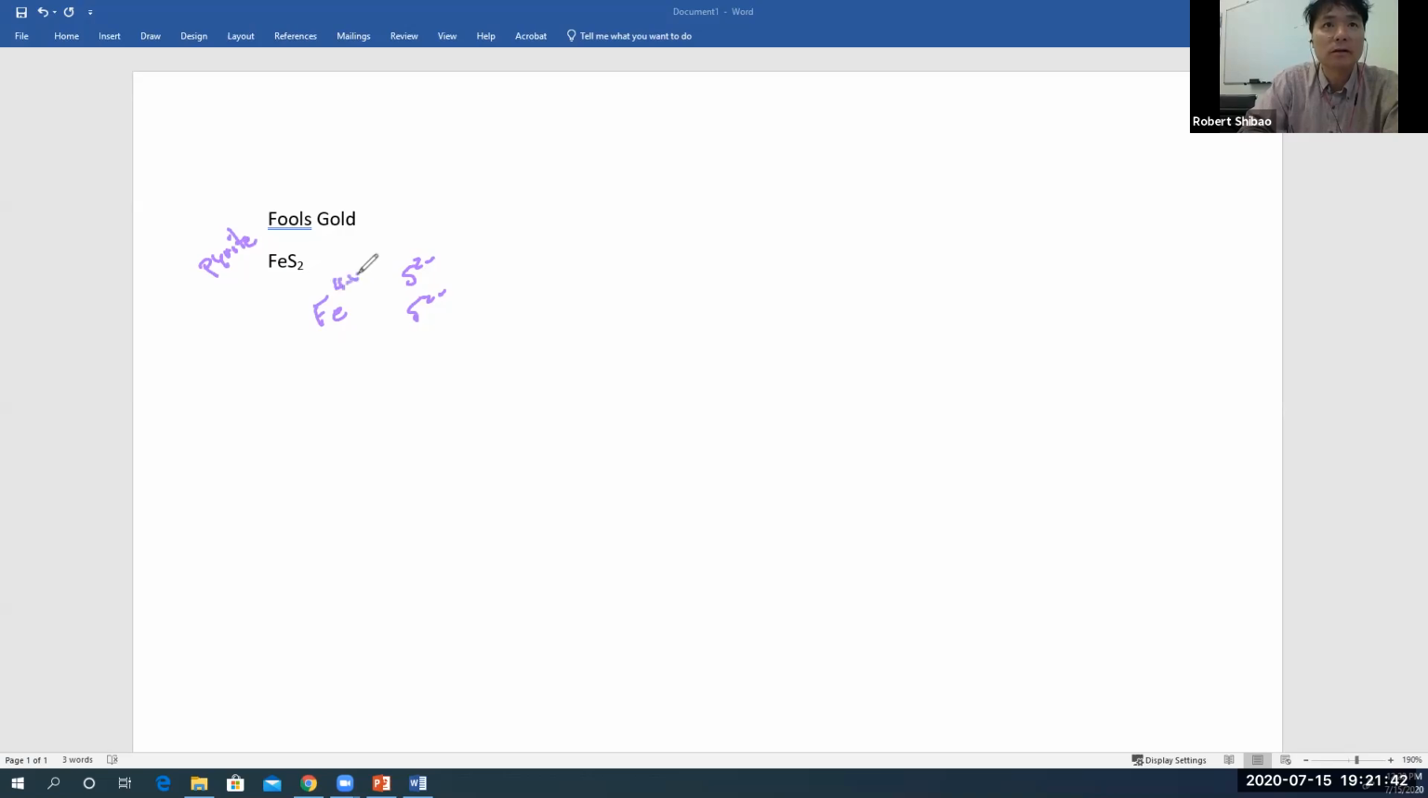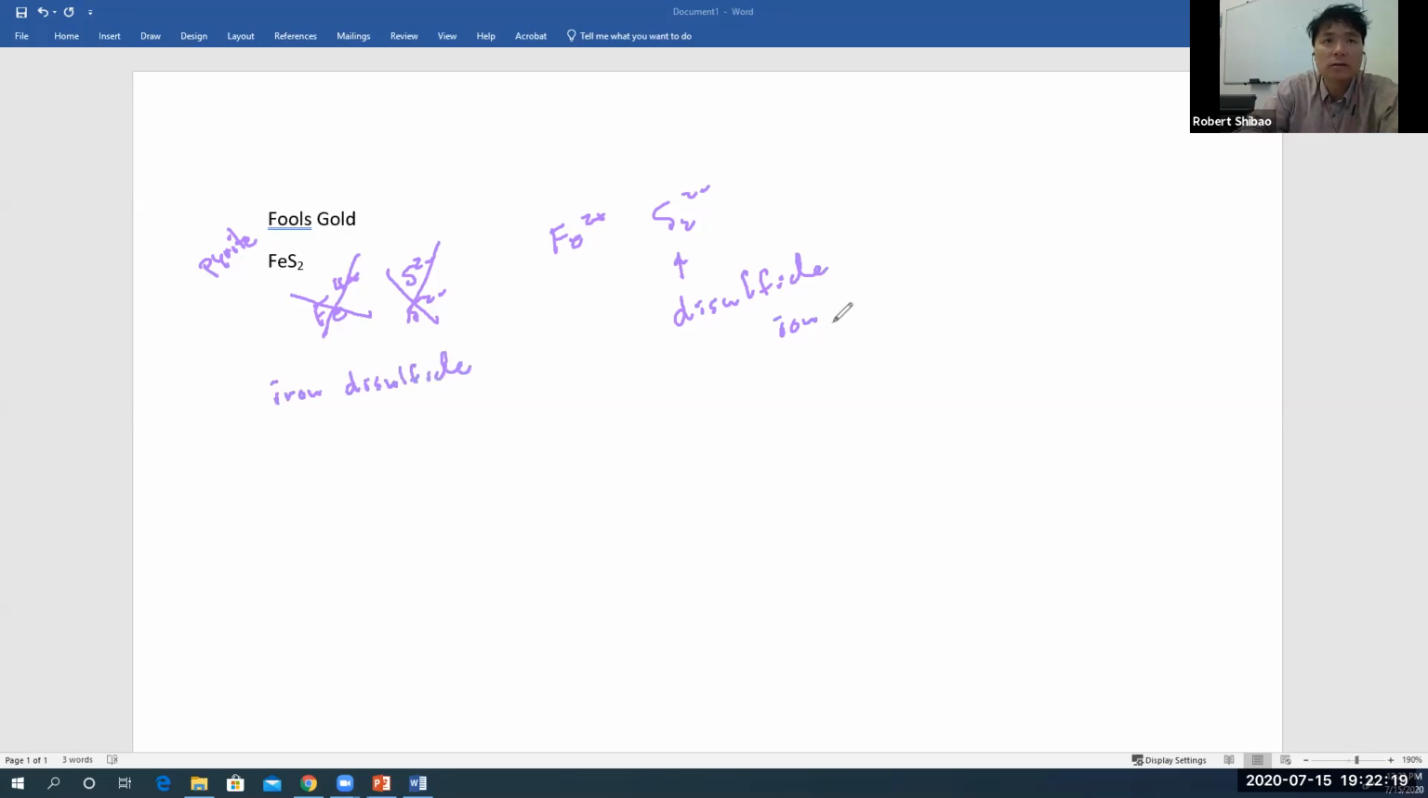Well, this is wrong. Iron is not 4+. What this is, it's an iron 2+ with an S2 2- anion. S2 2- anion is called disulfide, and it's similar to peroxide, disulfide ion. And so it's actually iron 2 disulfide or just iron disulfide. And so oftentimes this is called iron disulfide because the nomenclature system failed in this.